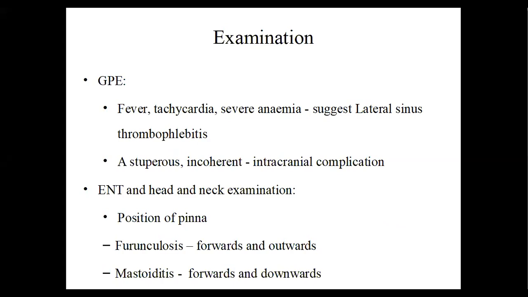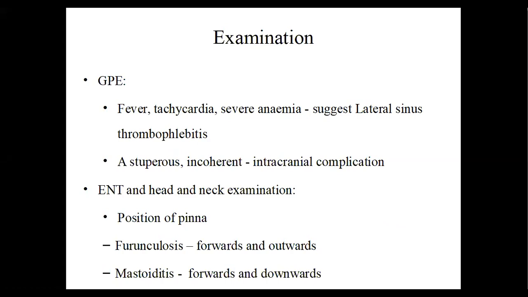So in examination in ENT, before we start the ENT examination, we'll be doing a general physical examination. In that, what are the points you should keep in mind? First and foremost, look for his vitals and check his temperature, his pulse rate, as well as look for anemia. These are the few important things you should look for as well as rule out. A fever with tachycardia will tell us that the patient probably is going for an impending complication. Severe anemia tells us that there is a possibility of lateral sinus thrombophlebitis.